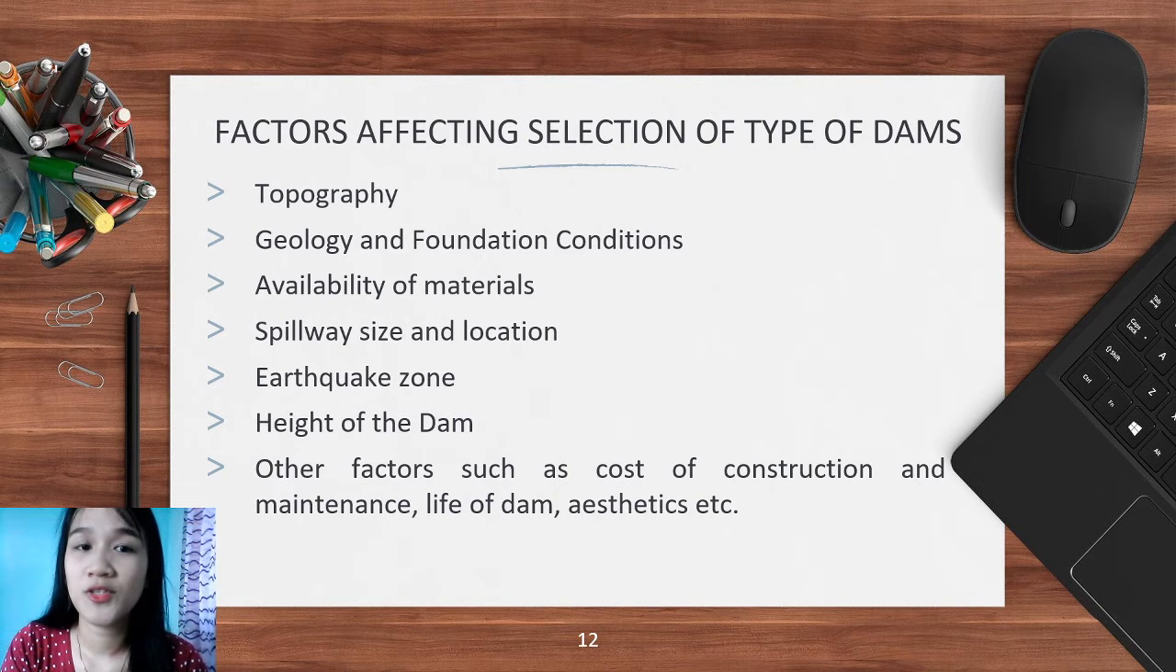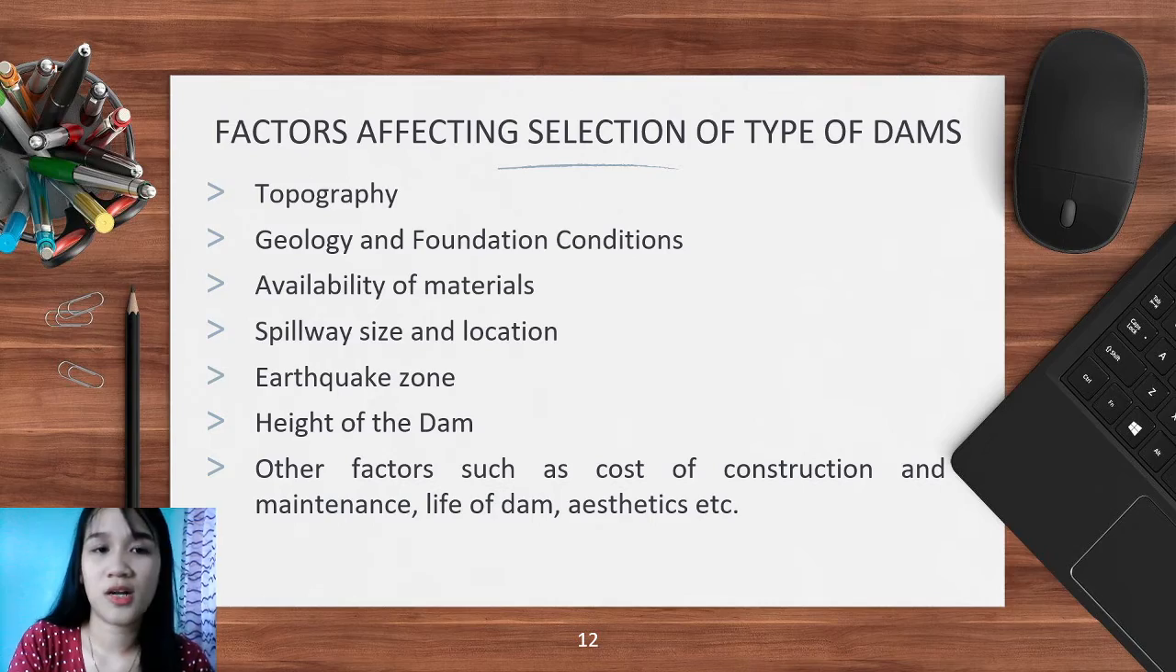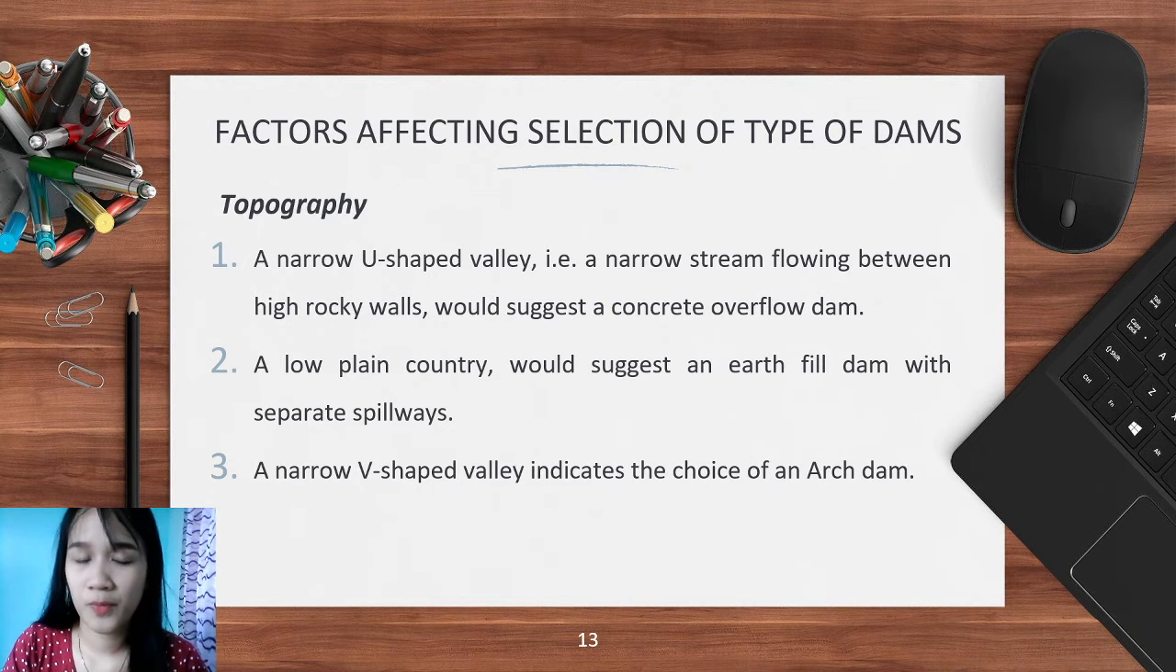So first one is topography. So next one is geology and foundation condition, availability of materials, spillway size and location, earthquake zone, height of dam, and other factors such as cost of construction and maintenance, life of dam, aesthetics, etc. So let us discuss them one by one. So let us first discuss about topography.